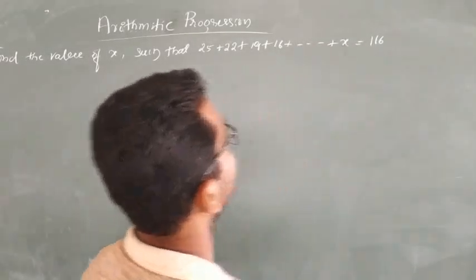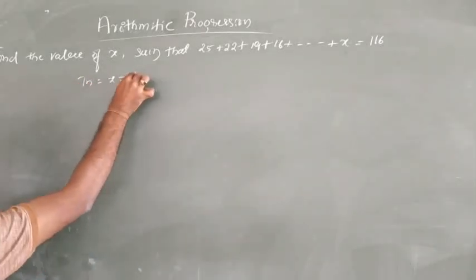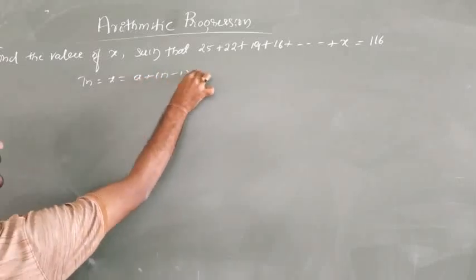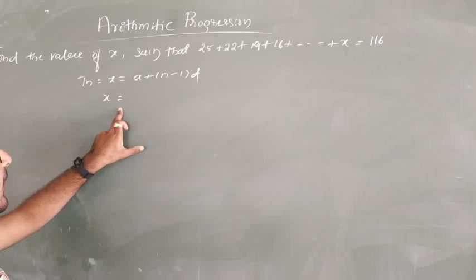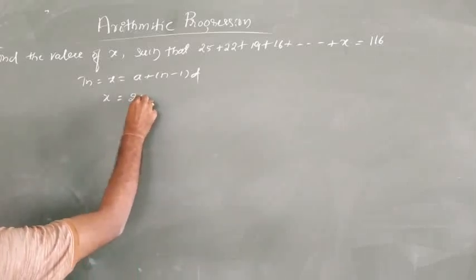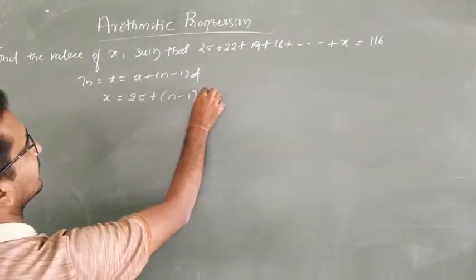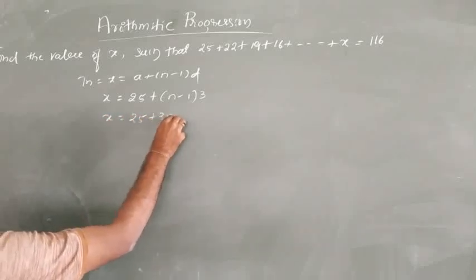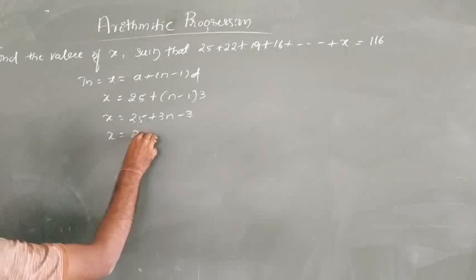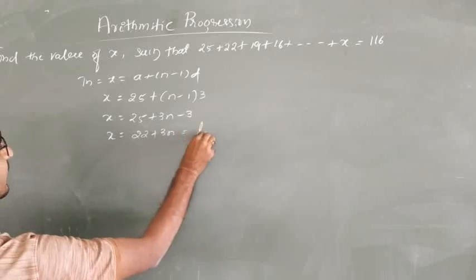That is nothing but the nth element. So we have Tn, which is x, is equal to a plus n minus 1 into d. Then x is equal to what? We have to find the value of x. a is 25, and n we don't know. d is 3 here, so x is equal to 25 plus 3n minus 3. Then x is equal to 25 minus 3, that is 22 plus 3n.